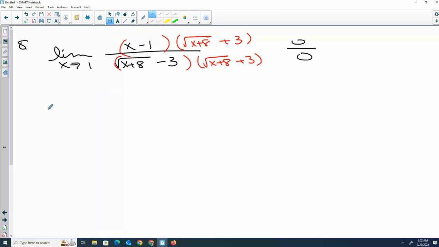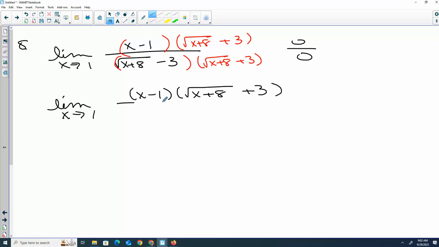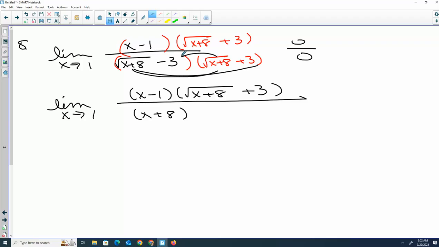Okay. I am not going to distribute on the top because I'm hoping some things cancel out. On the bottom, go ahead and FOIL. When you multiply those, the square roots drop and you just get x plus 8. Because they're conjugates, outside and inside cancel. Negative 3 times 3 is negative 9. Notice I'm writing my limit on every step. I have not dropped it yet, so I need to keep it.